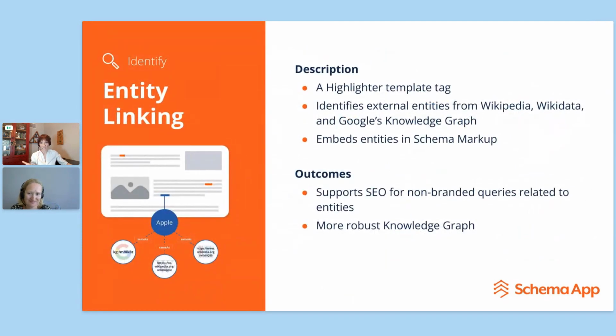Okay, so starting with entity linking. This is a feature that is part of our authoring process. So it's added to our highlighter authoring tool, which allows you to implement markup at scale. It's going to identify those entities that have also been described externally from sources like Wikipedia, Wikidata, and Google's Knowledge Graph. It's then going to embed those entities within your schema markup. And the outcome of this is that it supports SEO, particularly for non-branded queries related to those entities. And more importantly, it's resulting in an even more robust knowledge graph so that the quality of the data analysis is that much higher.